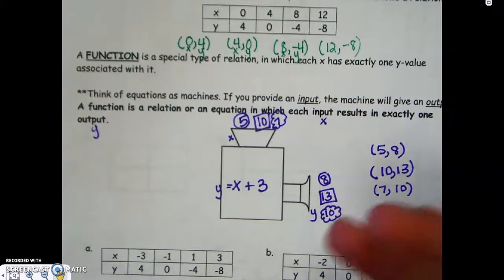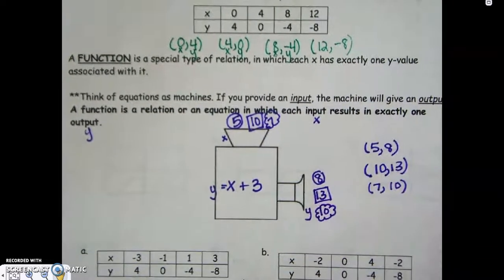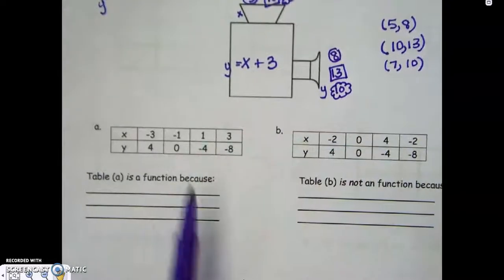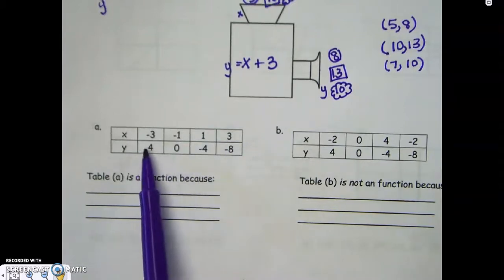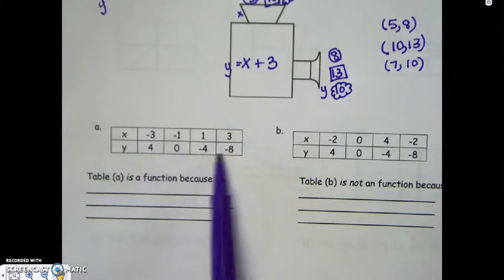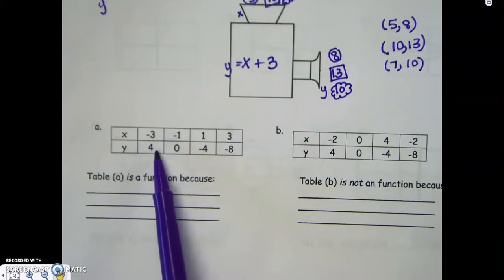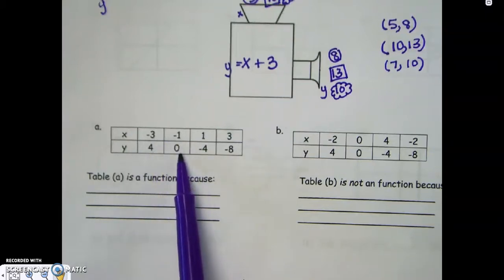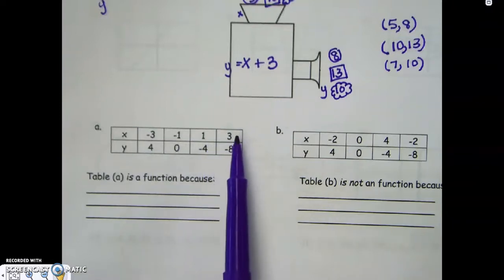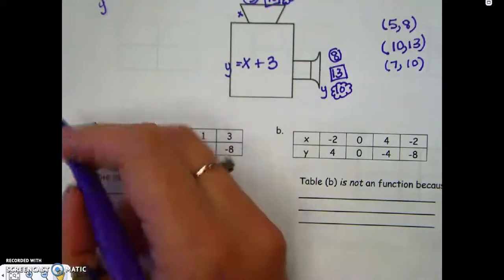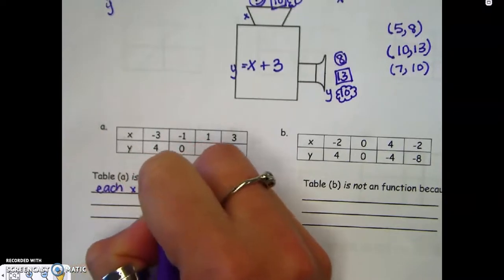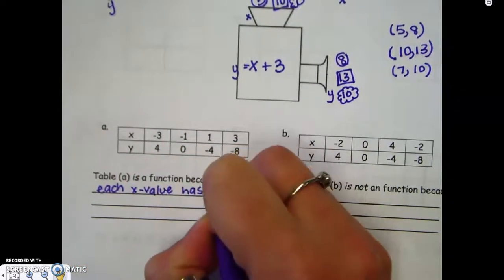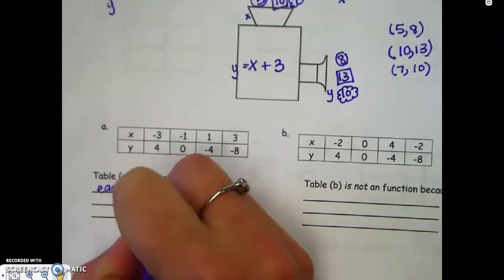If you're identifying functions, you can identify them in different ways. You can look at tables like this, where you have different points. If it's a function, that means each x value should only have one y value. Negative 3 has a y value of 4, negative 1 has a y value of 0, 1 has a y value of negative 4, and 3 has a y value of negative 8. So we can say table A is a function because each x value has one y value.